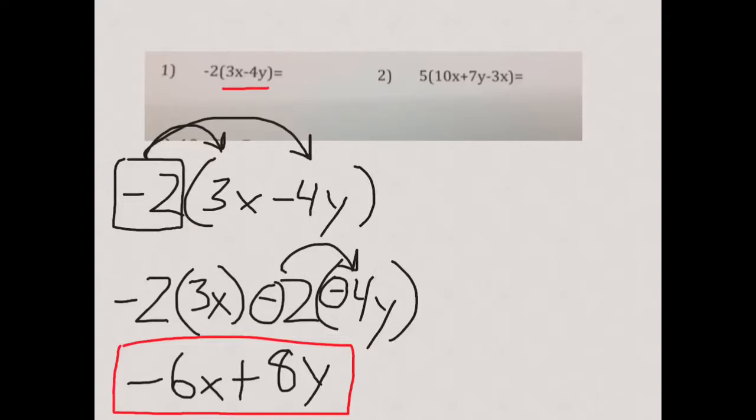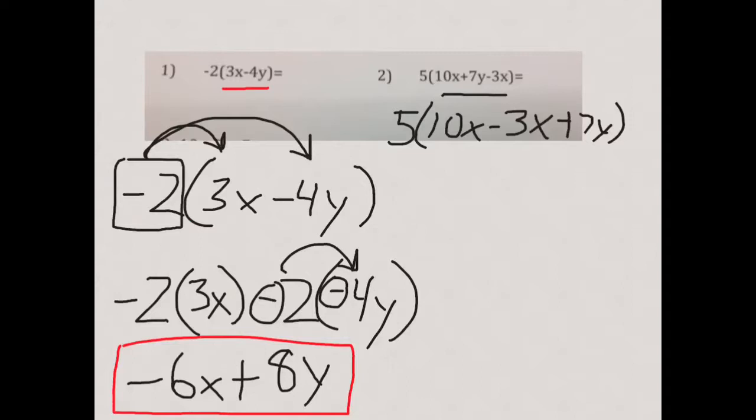So if we jump to the next problem, again, I'm going to look inside parentheses. And I notice that I have 10x plus 7y minus 3x. Now, I can use commutative property and I can move these numbers around. So what I'm going to do is move the negative 3x. Now, I have to move the sign in front of it also. And I'm going to put it here to make it a little easier, plus 7y.